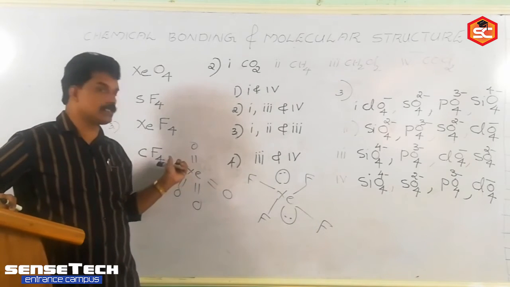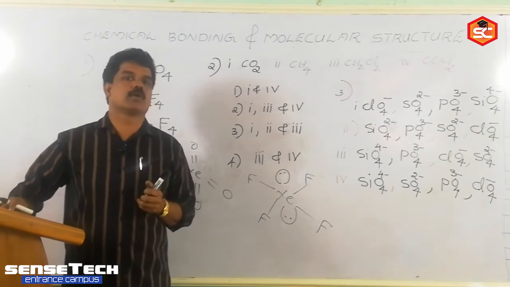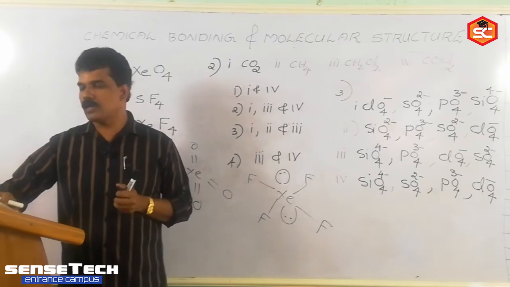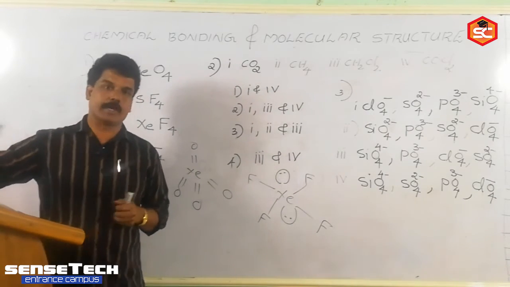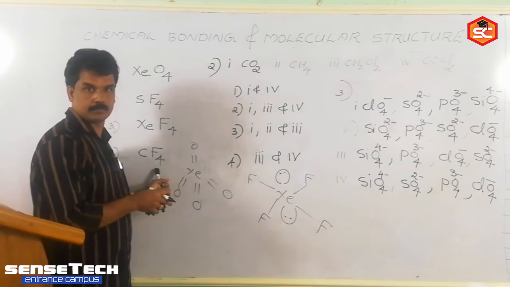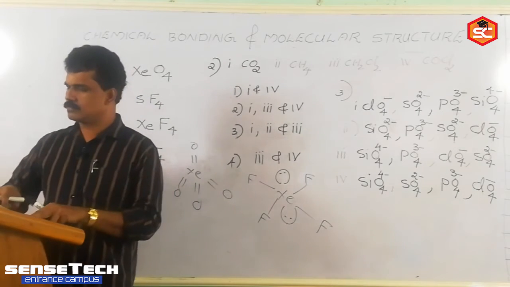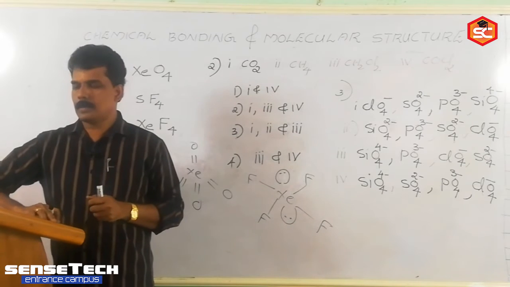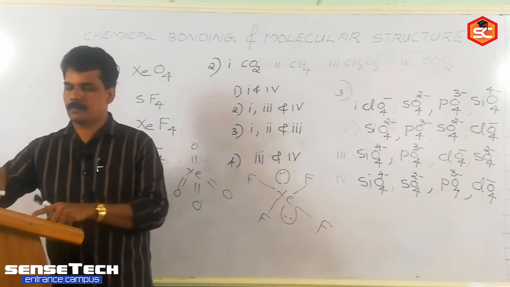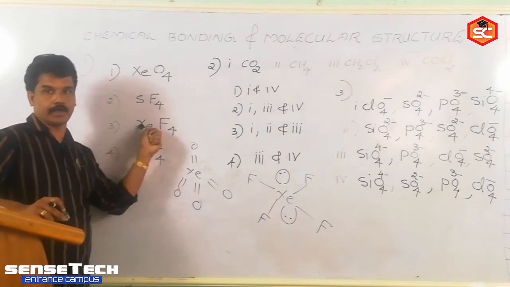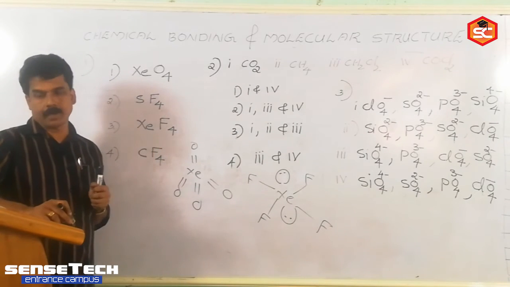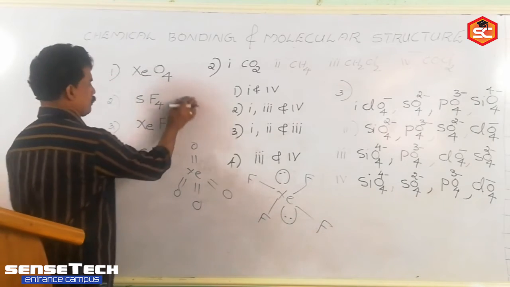And the fourth one, what about CF4? Does CF4 have any polar character? No, its mu value is 0. All the dipole moments are in opposite directions, so they cancel each other. So the first question is clear now. The correct option is the third one, XeF4, planar and non-polar.